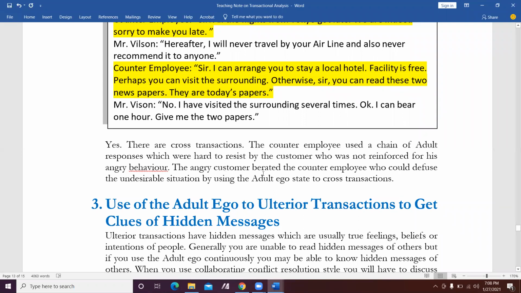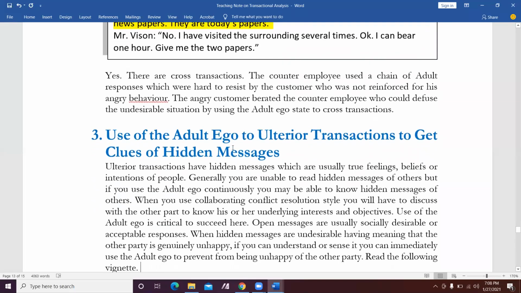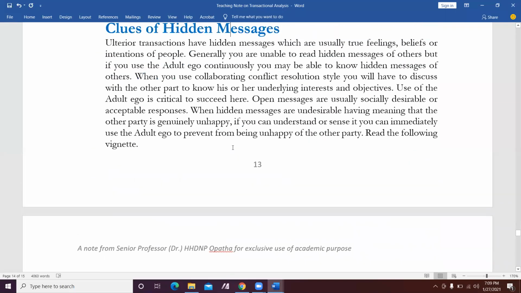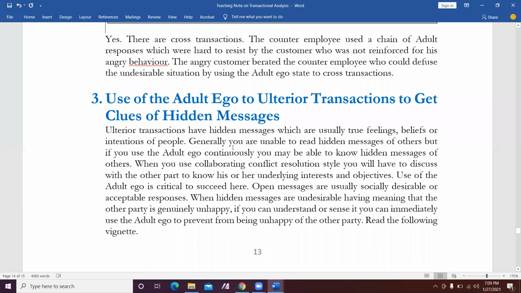The angry customer berated the count employee, who could defuse the undesirable situation by using the adult ego state to cross transactions. An interesting example, vignette. I hope you understood. Read again and again, several times. Hopefully you will be able to understand further.